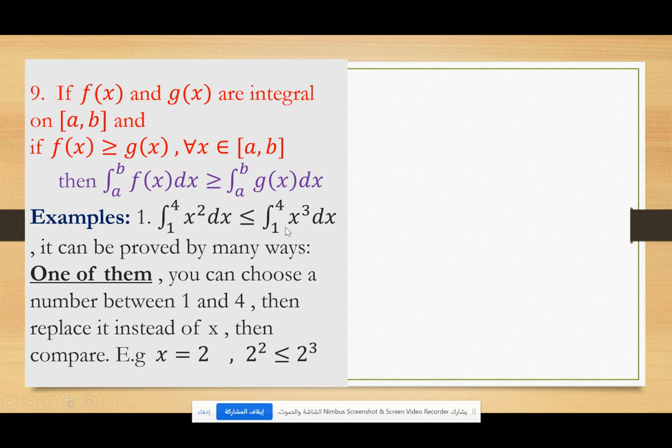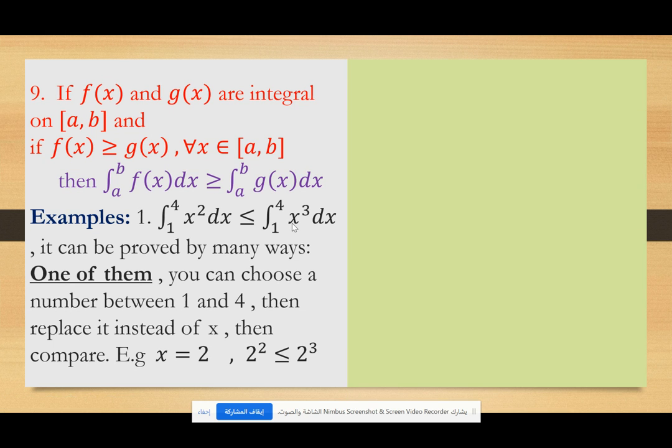Now I'm going to give you other ways. One of them, you can choose a number between 1 and 4, then replace it instead of x in each. Then you can compare. For example, let me choose 2 and substitute it in the first, that will make it 2 squared, and in the second, that will make it 2 cubed. And you know that 2 squared is 4 and 2 cubed is 8, and 4 is always smaller than or equal to 8. So the first function is smaller than the second. That will make the area for the first smaller than the second.